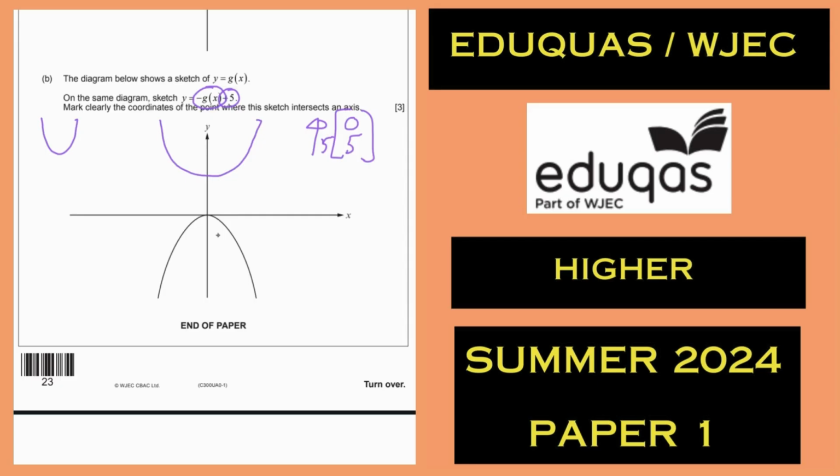Scale not important. What's important is the general decent shape and labelling where it intersects the x-axis, the y-axis. You knew what I meant.